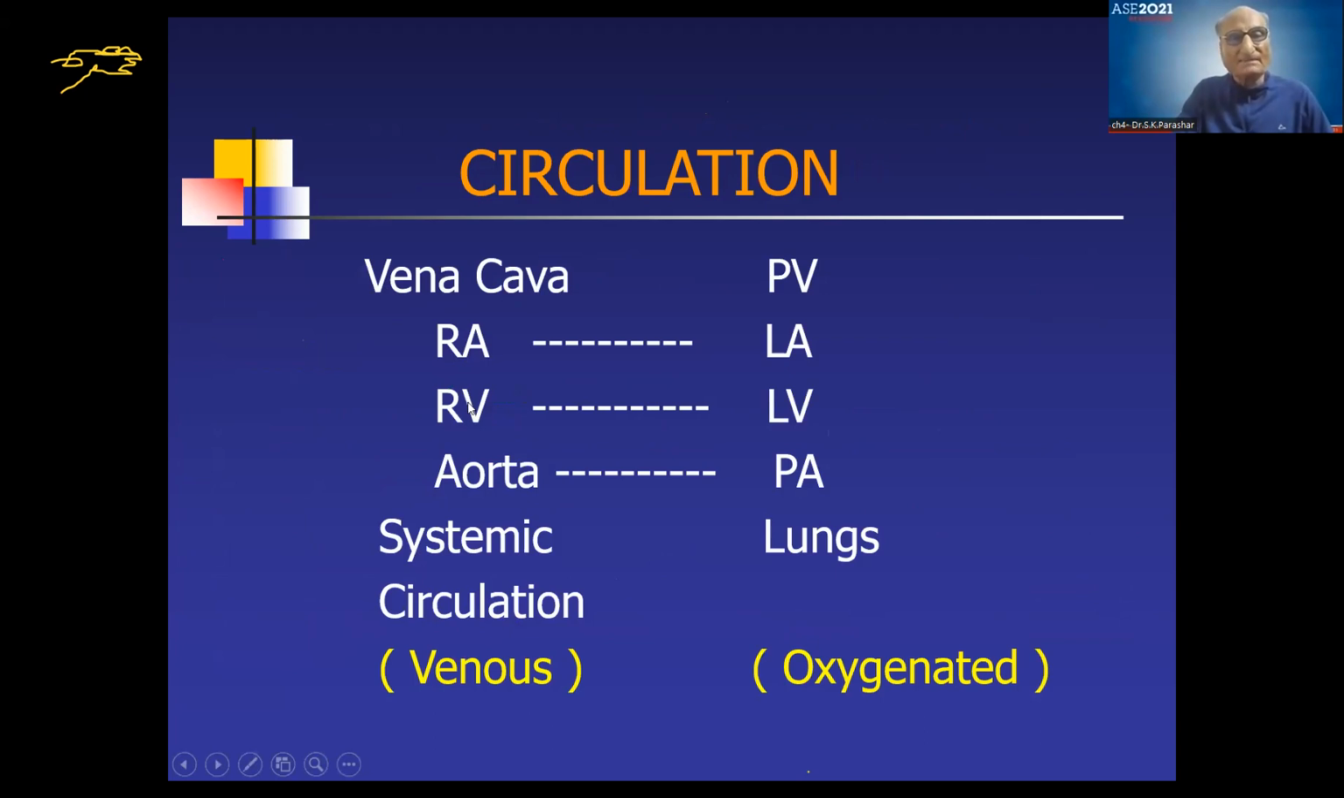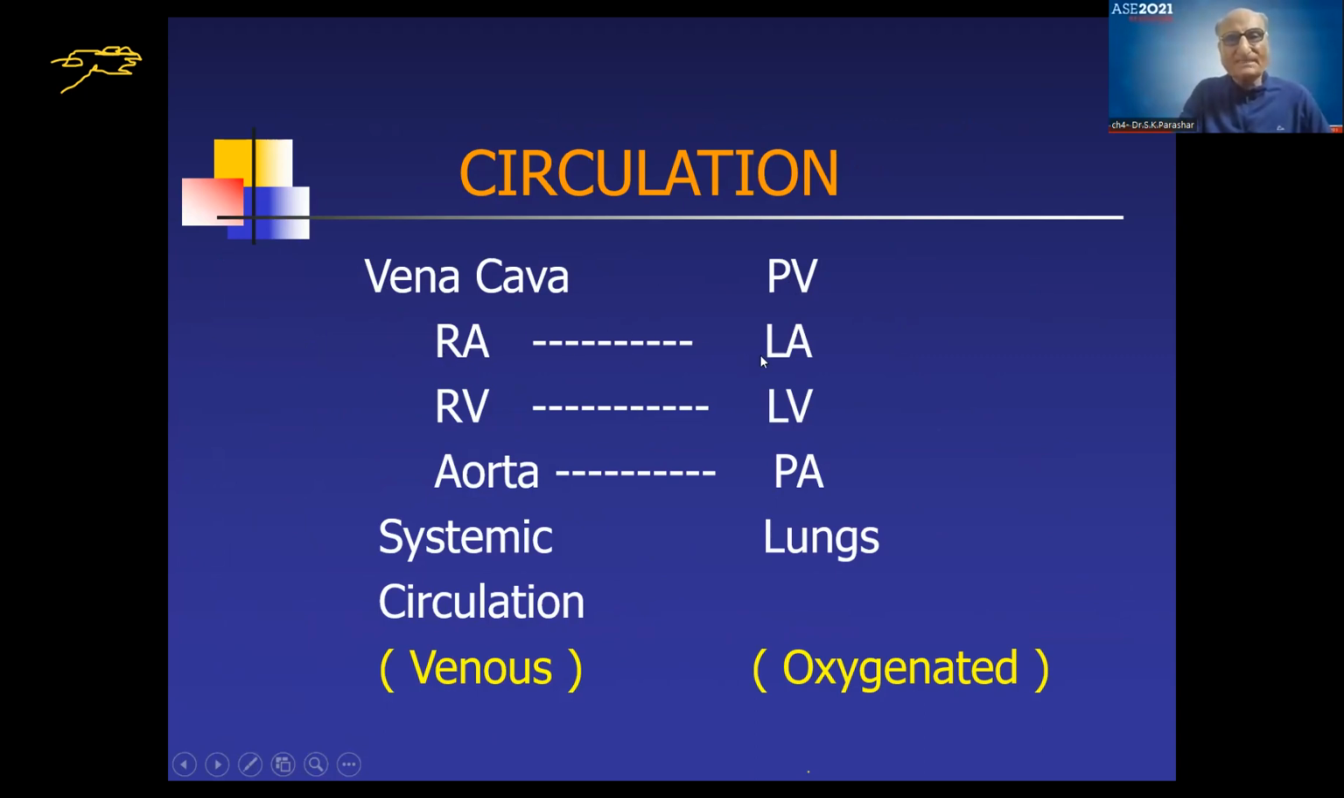From the RA it comes to the RV. From the RV it goes to the aorta, into the systemic circulation. So no person can survive with a continuous flow of venous blood into the systemic circulation. While the pulmonary vein carries oxygenated blood to the LA, LV, and from the pulmonary artery it goes to the lungs. So there are two separate circulations. One is oxygenated blood, one is venous blood.